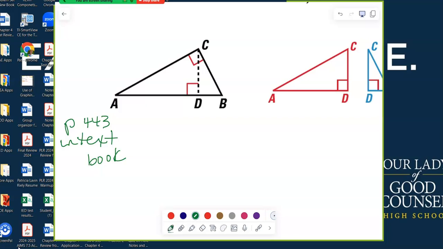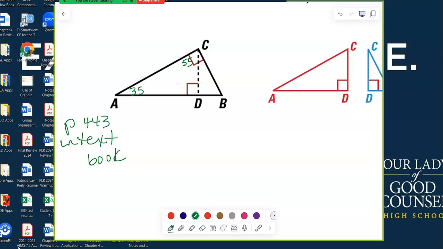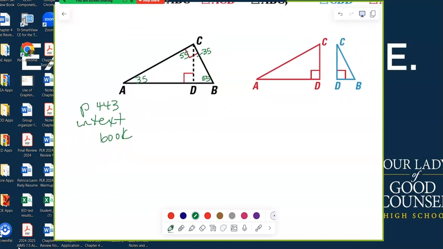So let's just say, for example, if this was 35, then the other angle inside that same triangle would be complementary. That would be 55. What else do we know? Well, we know that we're going to form two similar right triangles. The bigger of those two angles will be 55. That's going to go here, and 35 is going to go here. Okay, got that?